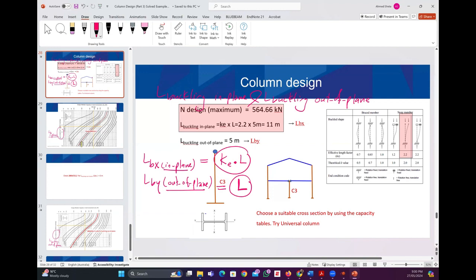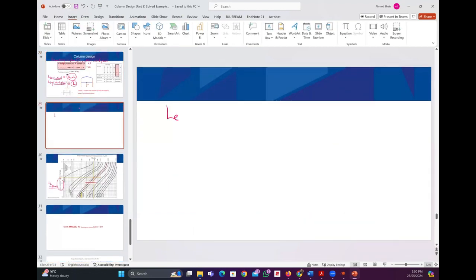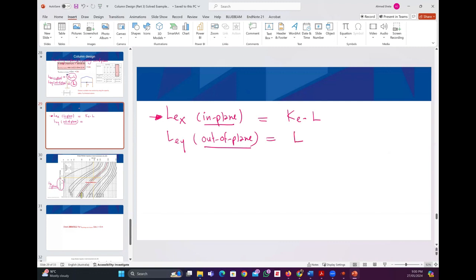Okay, so we have these two buckling lengths. We need these two buckling lengths to go to the charts and find the cross section needed. Again, L buckling in plane is called LBX, the in plane buckling, and LBY is the L buckling out of plane. What is the formula? For L buckling in plane, or about the x-axis, it is K effective times L, and for L buckling out of plane, it is L. What is L in both? The column height.